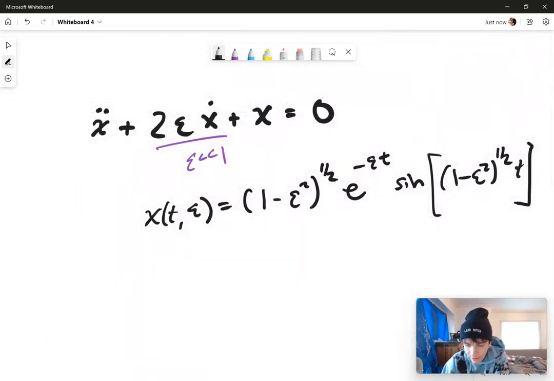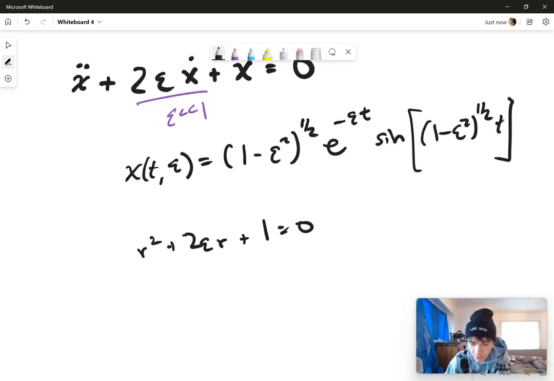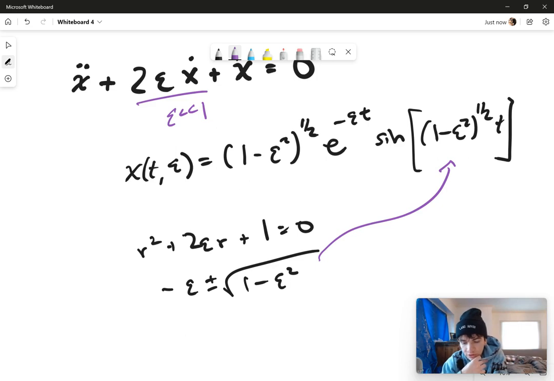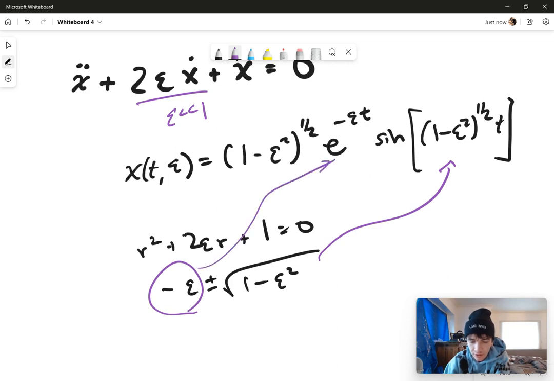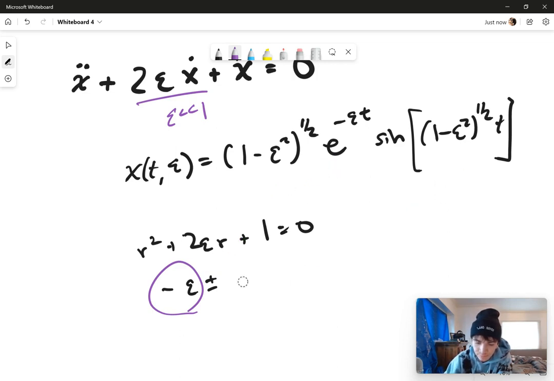And how you get this is essentially you solve for r squared plus 2 epsilon r plus 1 equals 0. You solve for the roots of this equation, and you're going to get negative epsilon plus or minus the square root of 1 minus epsilon squared. The square root of 1 minus epsilon squared is going to be the frequency of the oscillations, and then this negative epsilon is precisely going to enter into the exponent here. So that'll be the damping coefficient.